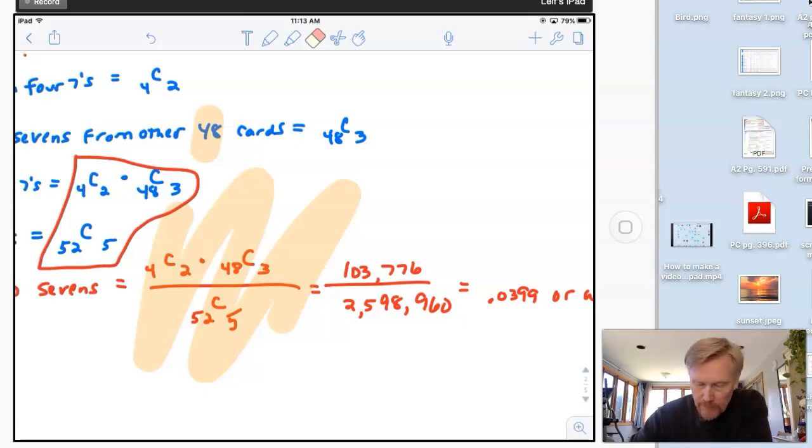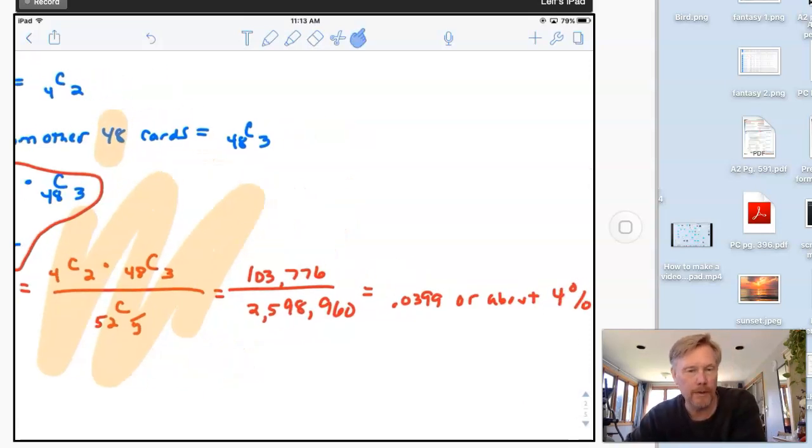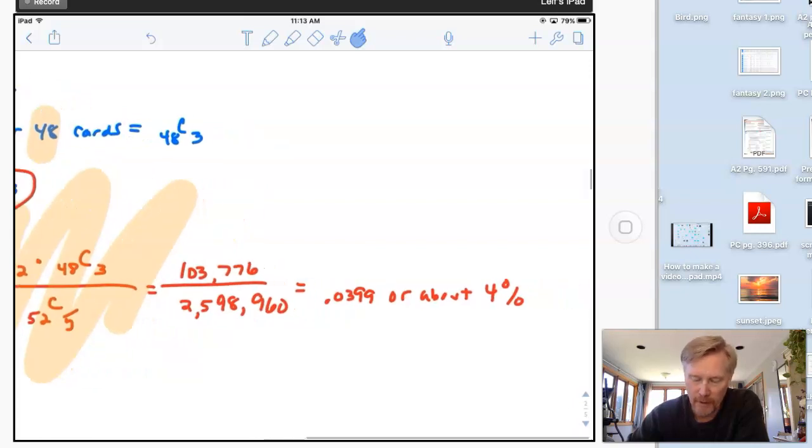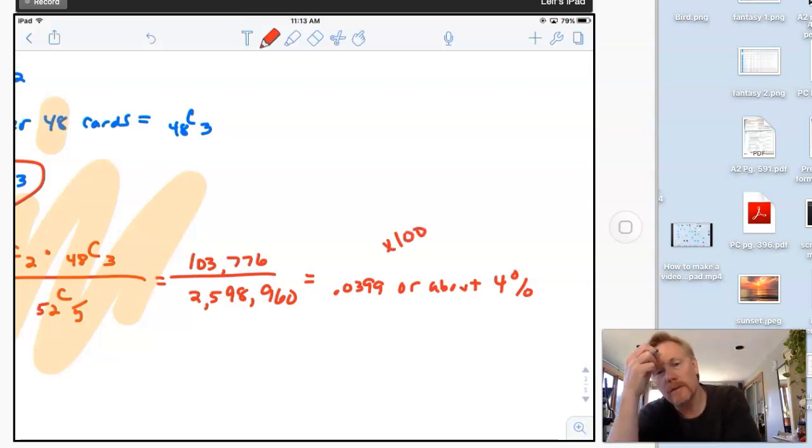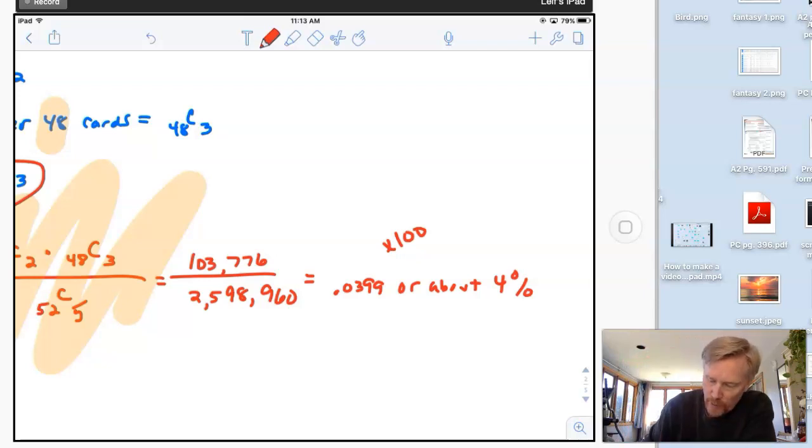So I get 103,776 when you take your calculator and go 4 combination 2 and 48 combination 3 and multiply those things together. The denominator, if you take a calculator and go 52 combination 5, you get 2.5 million. And you divide them out and you get 0.0399, which rounds off to about 4%. If I multiply by 100, you get 3.99, and we round it off to 4. So that's the answer, about 4%.